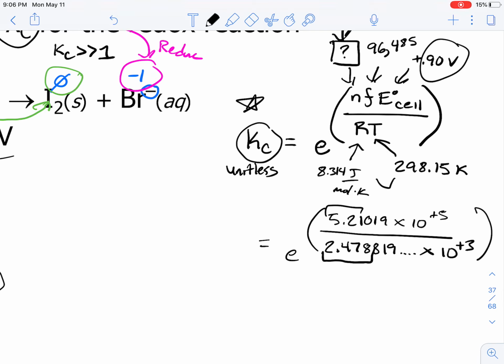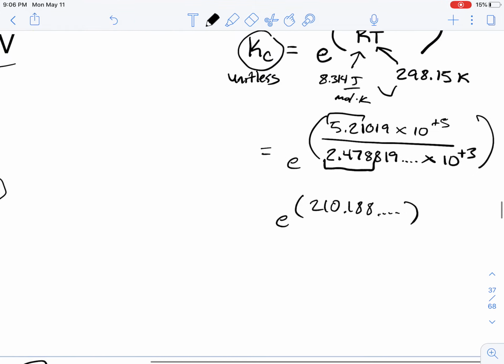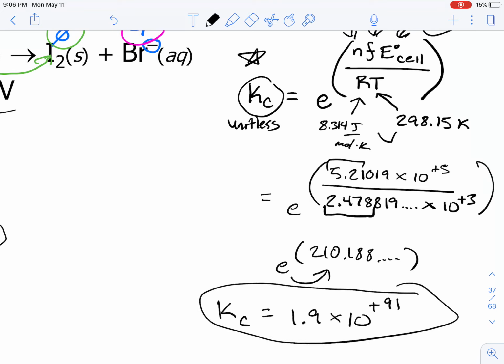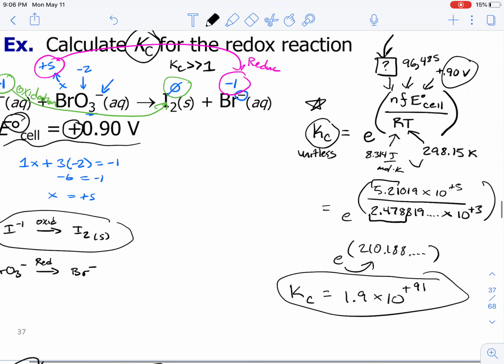Okay. So I get an E of 210.188, a whole bunch of other numbers. And so when you take the E of this number, you will get a crazy large number. It is going to be 1.9 times 10 to the positive 91. So this is really telling us that the reaction is going to completion.